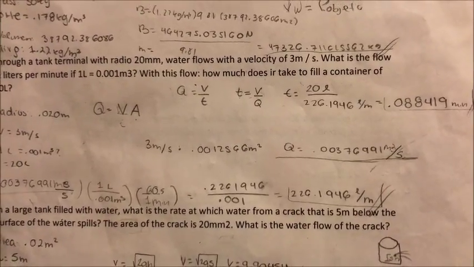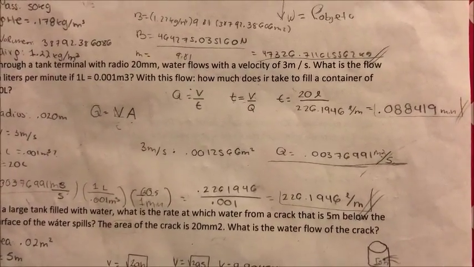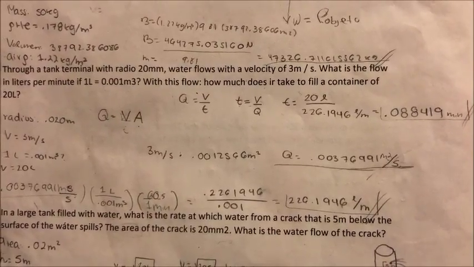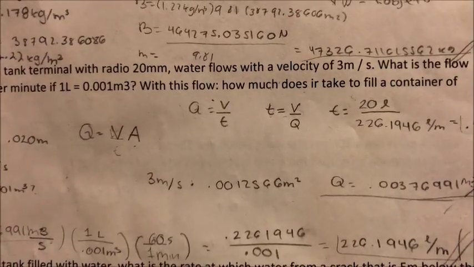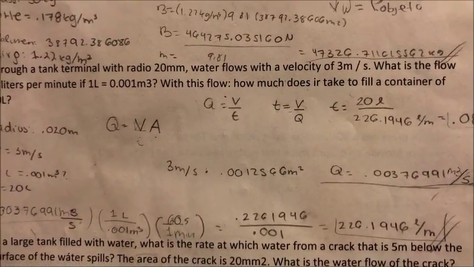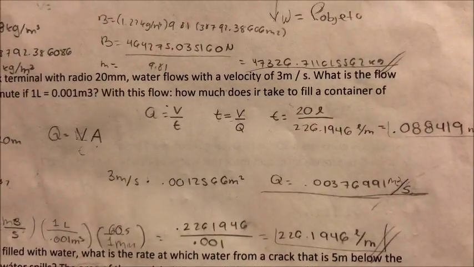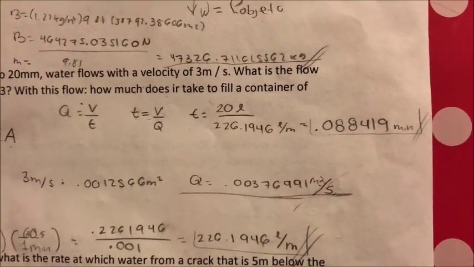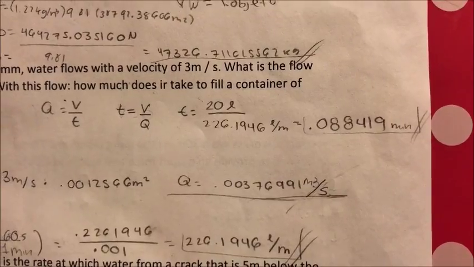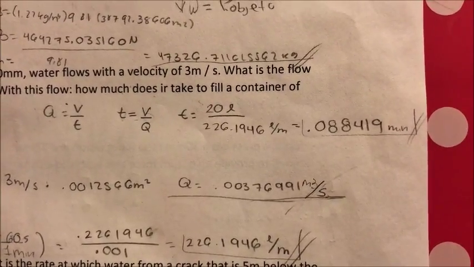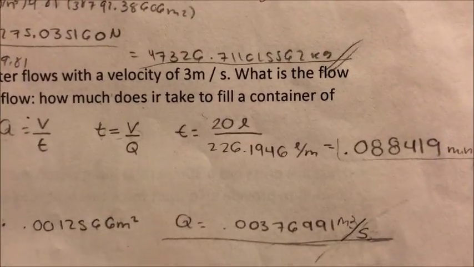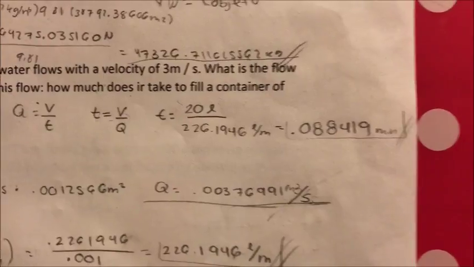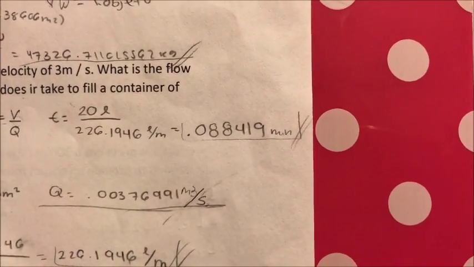Once that we have the flow rate, we can get the time. That is the next question. With this flow, how much does it take to fill a container? We use the formula flow rate equals to volume over time. We clear for time, that is volume over flow rate. Flow rate equals to 226.1946. We use it in liters per minute. And on the upper part we have the volume, that it's 20 liters. It gives us a time of 0.088419 minutes. And that's it.